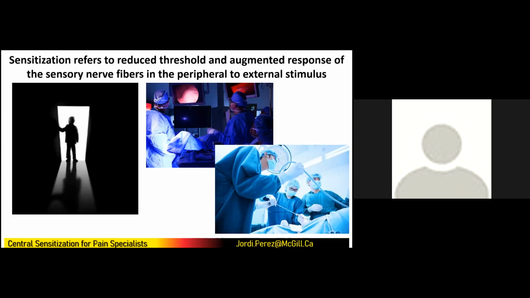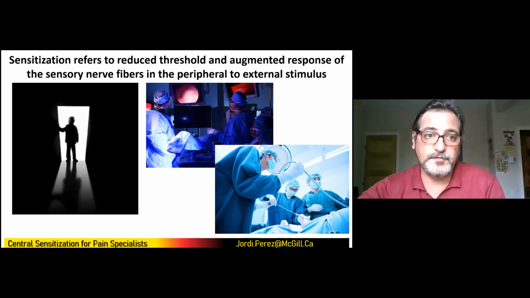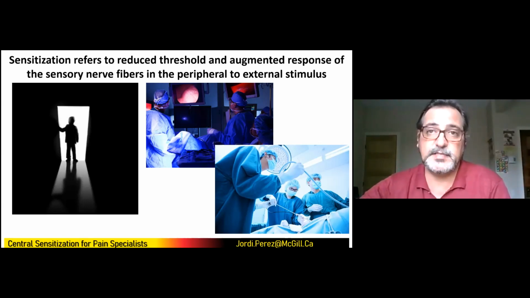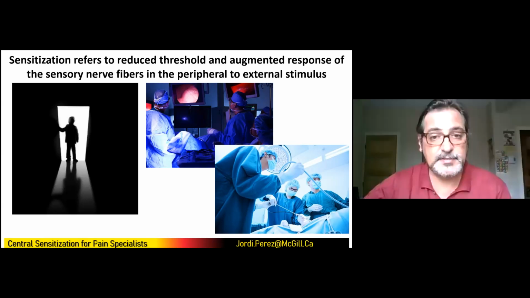Peripheral sensitization refers to reduced threshold and augmented response of the sensory nerves in the periphery to external stimulus. So this is the first example of how to explain sensitization to patients. When you enter a room that is very dark, you don't see anything. But a few seconds later, your neurons are going to adapt to the light, they're going to become sensitized, and then they're going to see maybe silhouettes. This is a natural response to darkness.